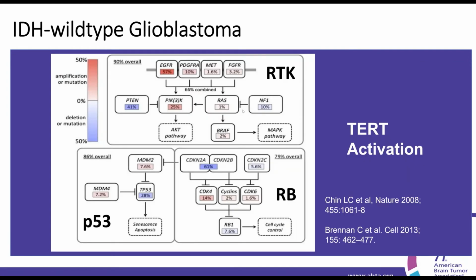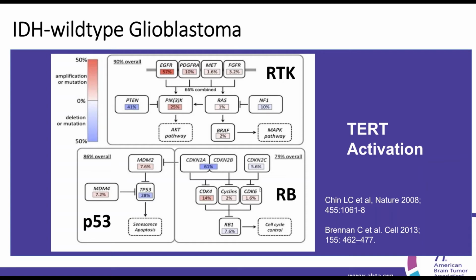We know a lot about their genetic makeup now. A lot of the next generation sequencing panels that have been used to define these tumors in large studies have shown that a wide array of genetic alterations can be seen within them.